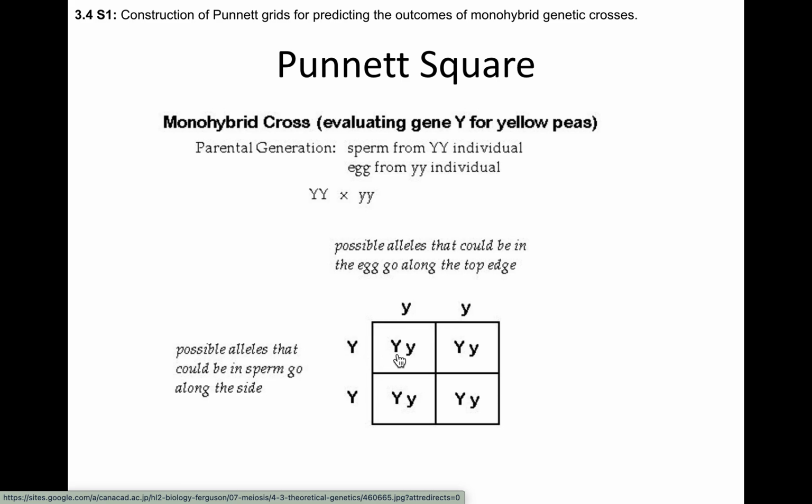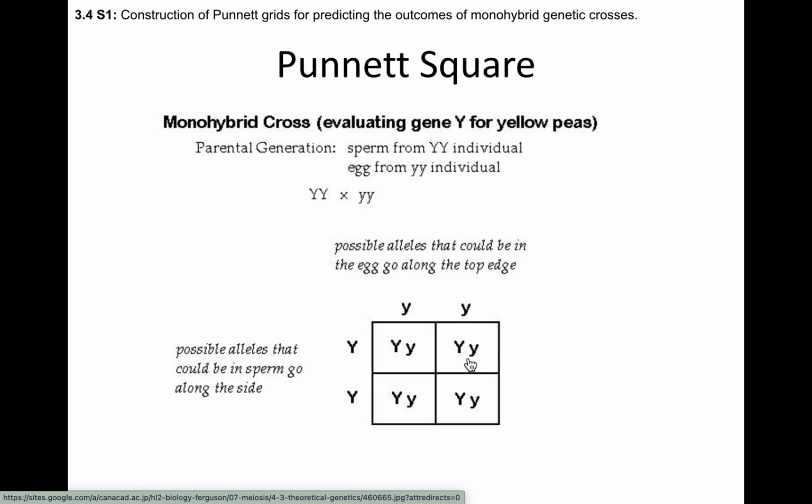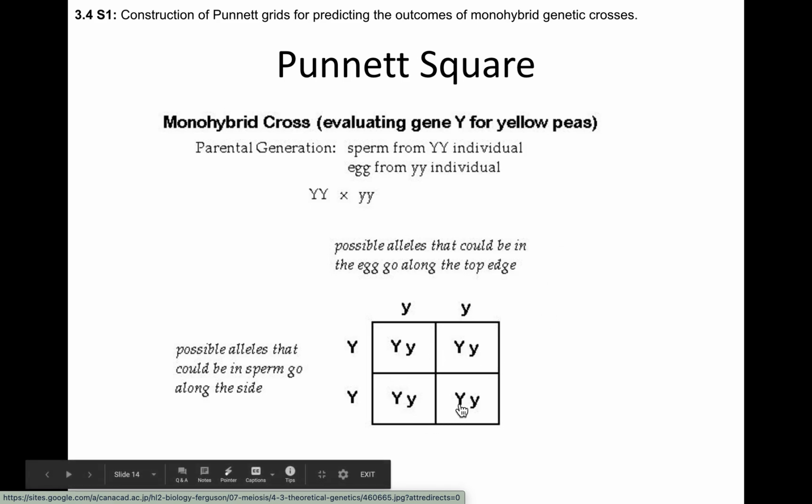So this box has one uppercase in it and one lowercase, so this will be a heterozygous combination. And same with this one, same with this one, and same with this one. So all 4 possibilities are heterozygous. So this would be 100% heterozygous genotype. And it'll be 100% expressing the yellow trait, since the capital Y represented yellow, because they have at least one capital letter.